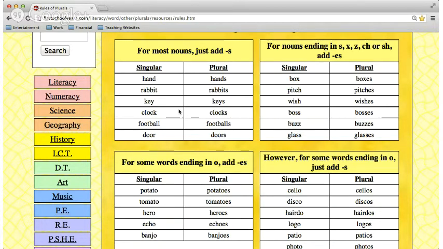Now, on to our next one here. For nouns ending in S, X, Z, CH, SH, we add the ES. Let's go over how we pronounce these. Go ahead and read the plural form of these words ending in ES.